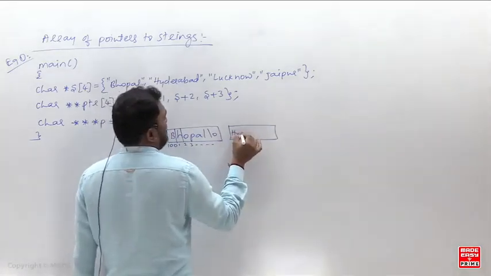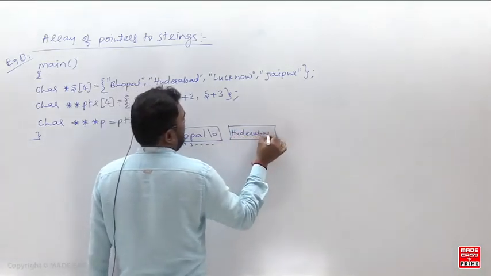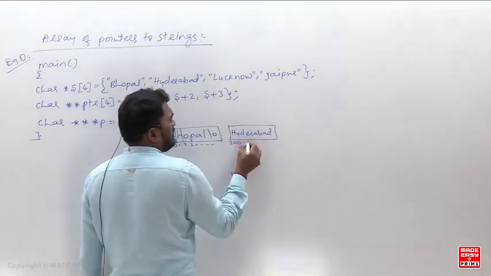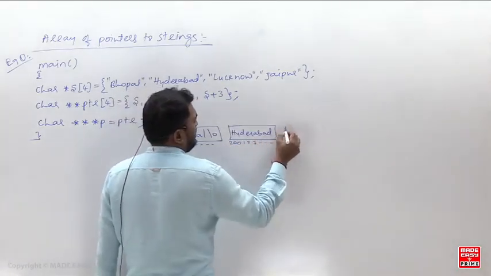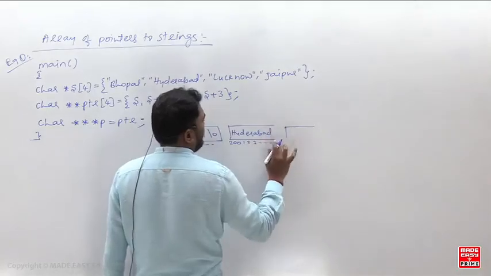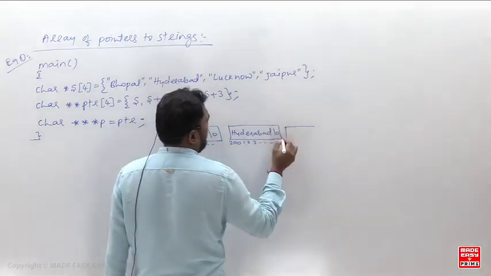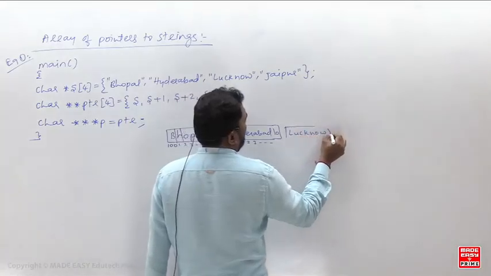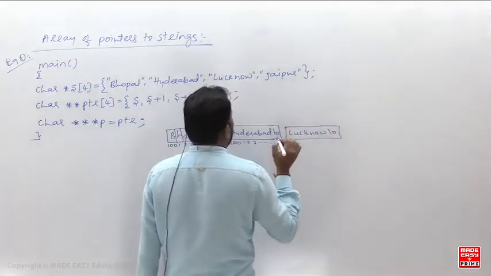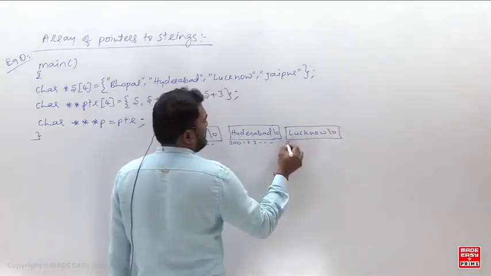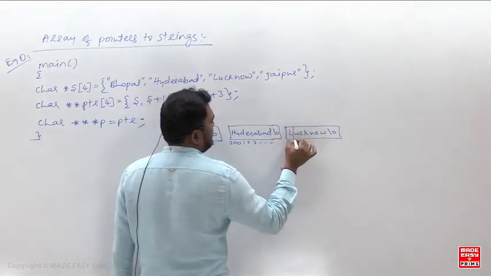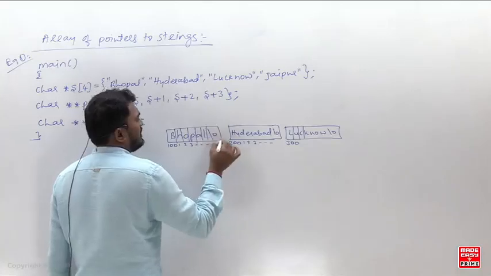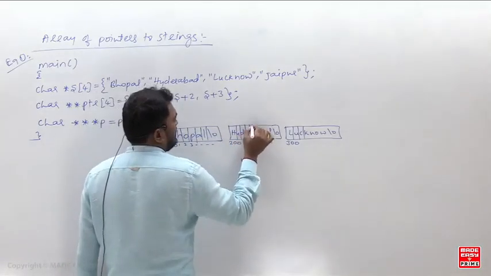And next is Hyderabad. It's also having some base address, let's say 200, 201, 202, 203 like this. And the last thing is, definitely, the null character. Otherwise you will get confused. Next, Lucknow. Same thing, it also has various characters. The base address is 300, so it's 300, 301, 302 like this, character by character: H, Y, D, E, R, A.